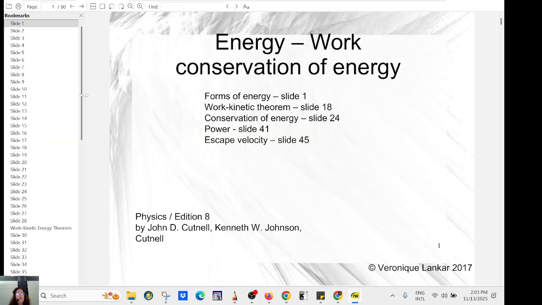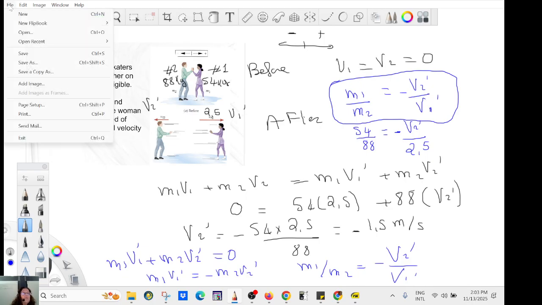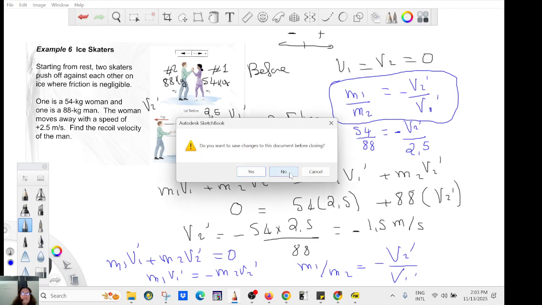Okay, let's review quickly in case you forgot. We started a new unit about work and energy and conservation of energy. First of all, remember you have kinetic energy, which is energy of motion. So it's 0.5, which is 1/2 the mass times the speed squared.